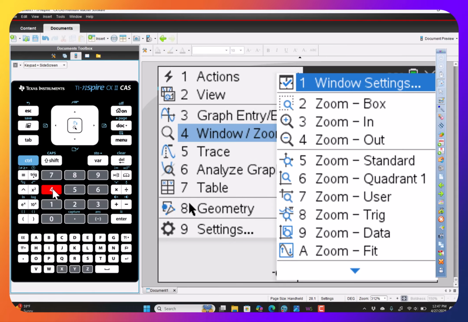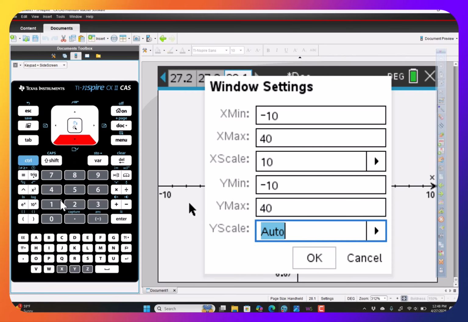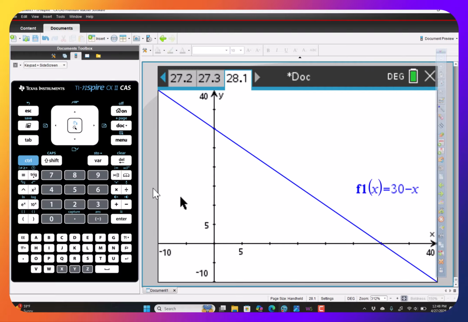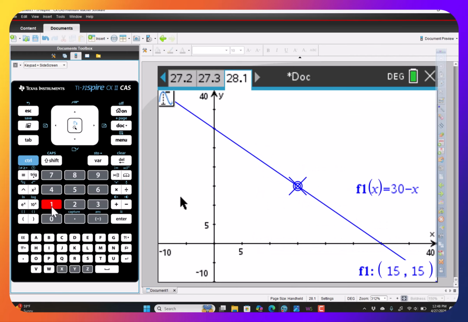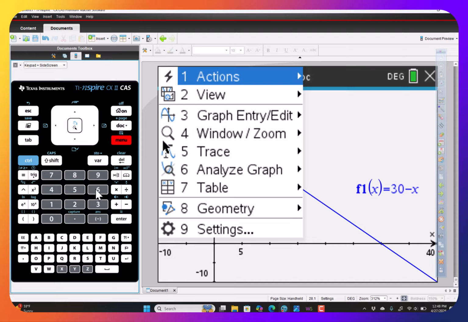So I'm going to go to menu, 1, and I'm going to go negative 10 to 40 for x, and I'm putting a little bit of extra room out past 30. Then negative 10 to 40 for y, and actually let's put the tick marks every 5. So I've got my graph there. So menu, I'm tracing here, putting in 0. So my y-intercept indeed is 30.